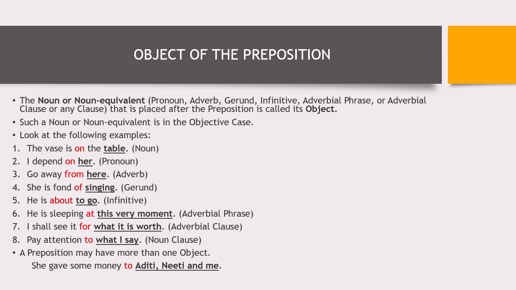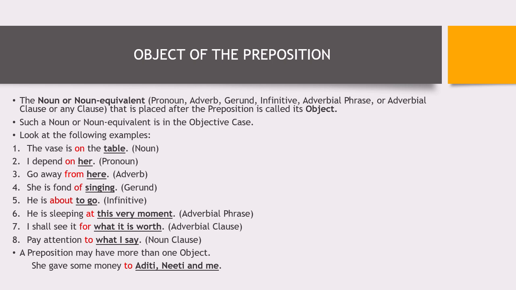2. I depend on her. The pronoun, her, is the object of the preposition, on. 3. Go away from here. The adverb, here, is the object of the preposition, from. 4. She is fond of singing. The gerund, singing, is the object of the preposition, of.